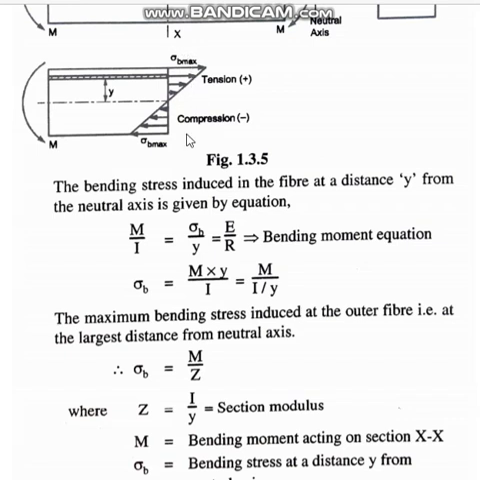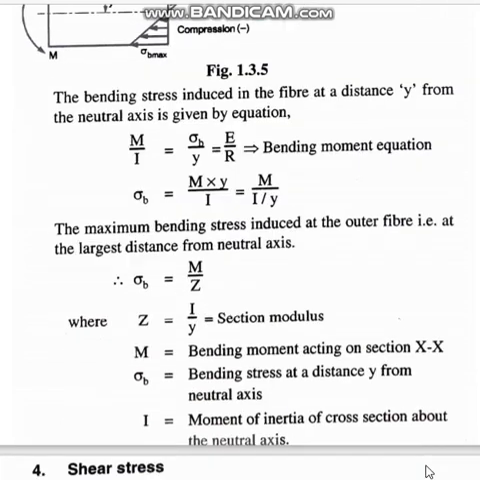Okay, so now what is the formula that we are going to use? This is the formula that we are going to use. Sigma B is equal to M by Z, where Z is called the section modulus given by I by Y. As per this terminology, M is the bending moment at section XX, and sigma B is the bending stress at a distance Y from the neutral axis.